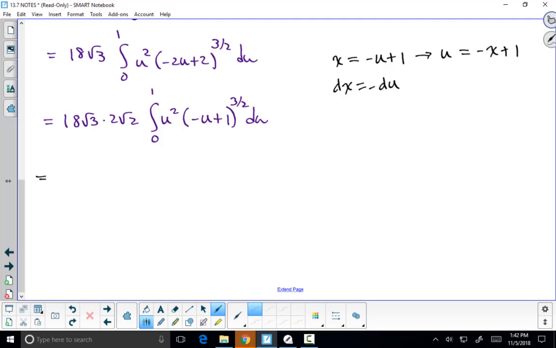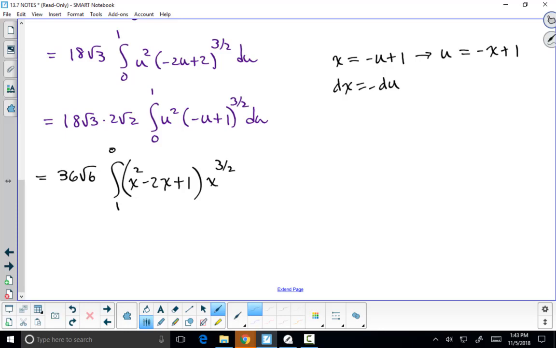So this will be 36 square root of 6 integral. What are the limits? When we let u be 0, x is going to be 1. When we let u be 1, we're going to go from 1 to 0. And then we square u, so that's going to be x squared minus 2x plus 1, and then x to the 3 halves.